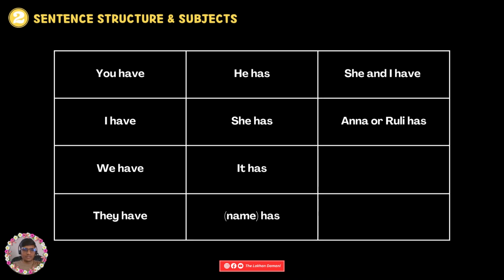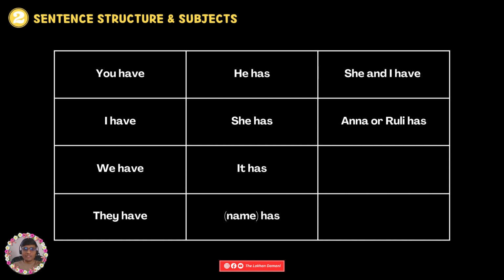All right, that's it. Now here are more common subjects. I assure you, I feel like you know all of them, but still I want to teach you these two parts: she and I have, Anna or Ruli have.